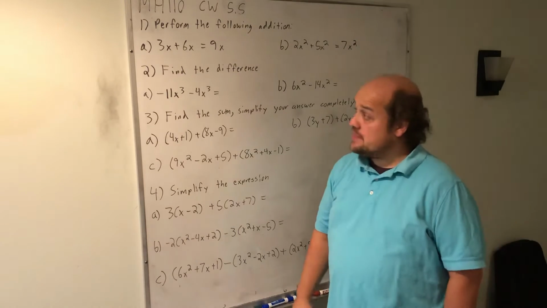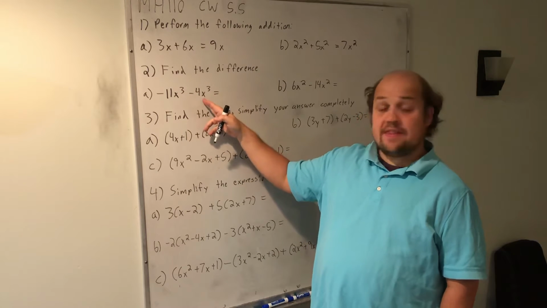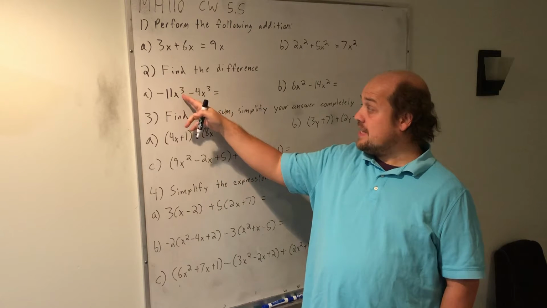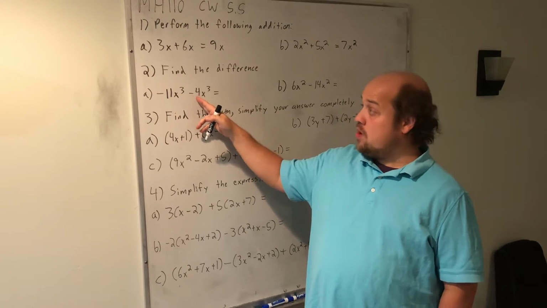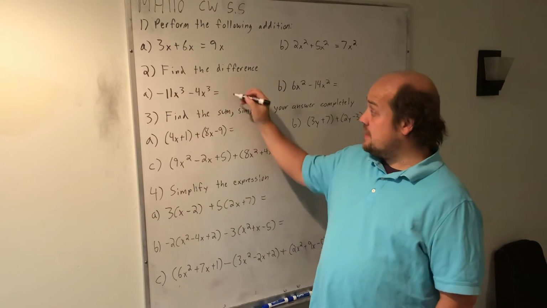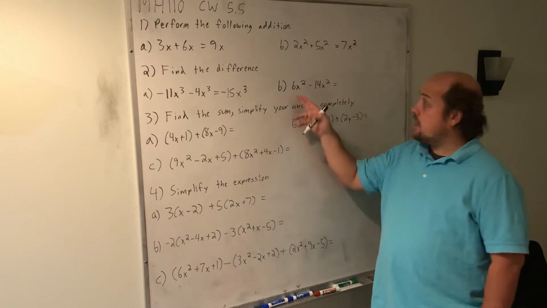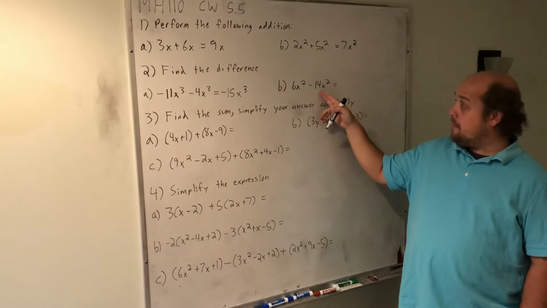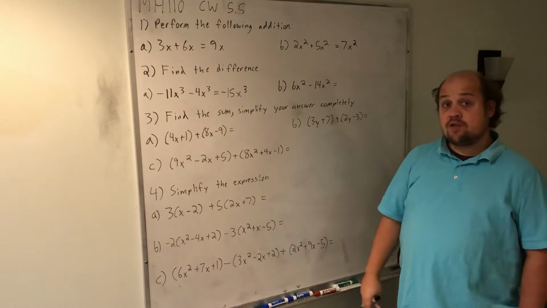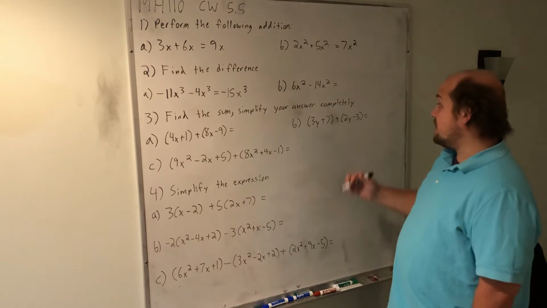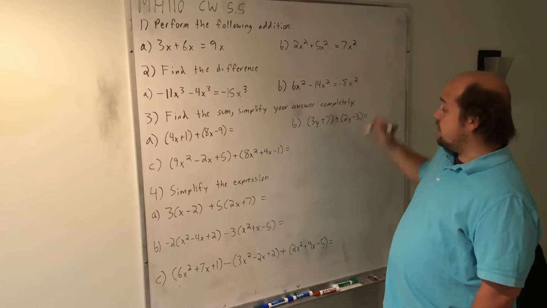When I'm finding the difference here, again, I look for like terms. These both have the variable x to the same exponent 3. So here, when I have negative 11 minus 4, I add and keep the negative sign to get negative 15x to the third. Here I have 6x to the second minus 14x to the second. Again, same variable to the same exponent, so they can be combined. When I do 6 minus 14, I get a negative 8x squared.